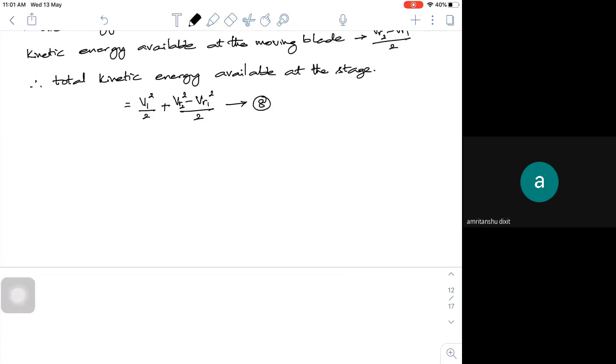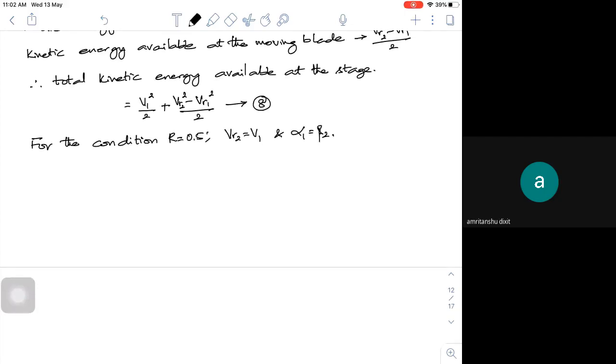For the condition R is equal to 0.5, your VR2 is equal to V1, and also we have alpha 1 is equal to beta 2. Already we have seen the condition: beta 1 is equal to alpha 2. So this is a condition.